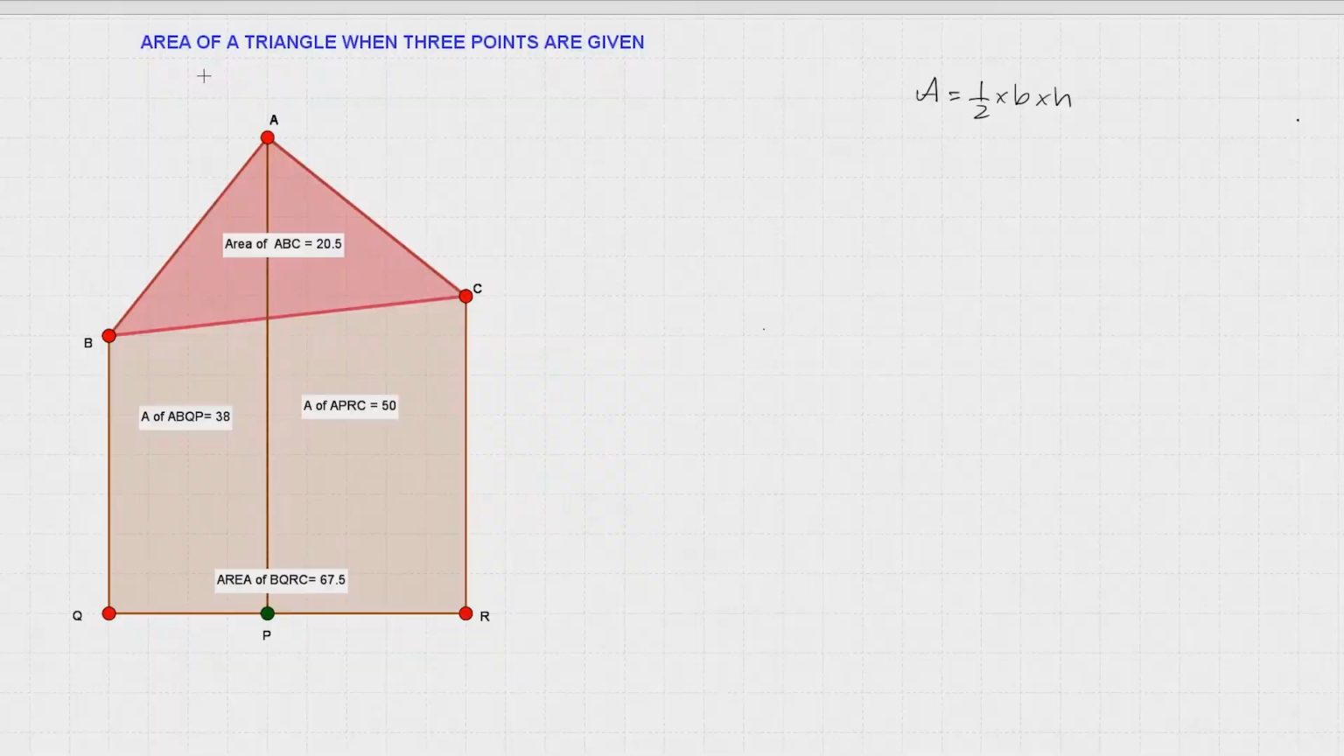Hey guys, in this session let's talk about how to find the area of a triangle when 3 points are given to you. We are not using the formula A is half times base times height. So let's see how to build the logic to find the area of the triangle ABC.